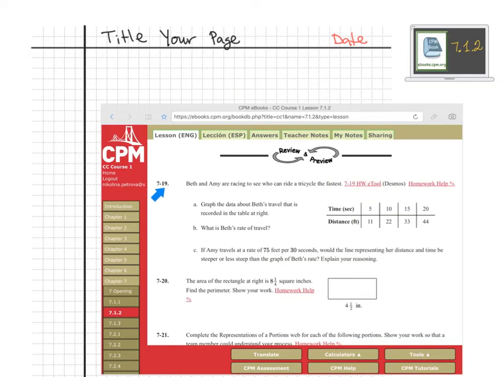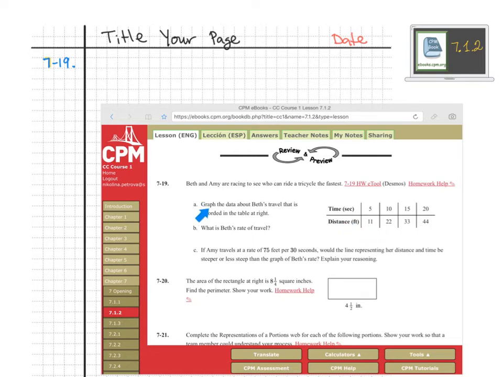So here's problem 7-19. Go ahead and read it to yourself. There's a lot of information, and then decide what you need to write in your paper. So at this time, this is my second read, and I understand that I have to graph the information. Well, we have time in seconds, and looks like they're counting by fives, and we have distance in terms of FT, which stands for feet, and looks like they're large numbers too.